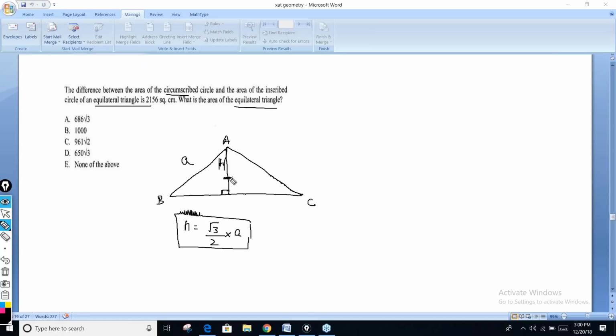And this becomes the centroid, and the centroid divides the median in the ratio of 2:1. So in an equilateral triangle, this becomes the circumradius and this becomes the inradius, right? If I join it, that becomes the circumradius. I can draw a circle using this radius, the circumcircle, and I can draw an incircle using this as a radius.